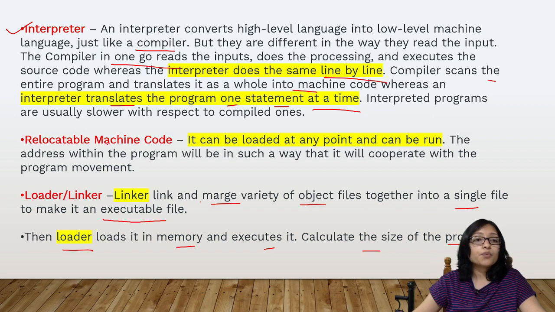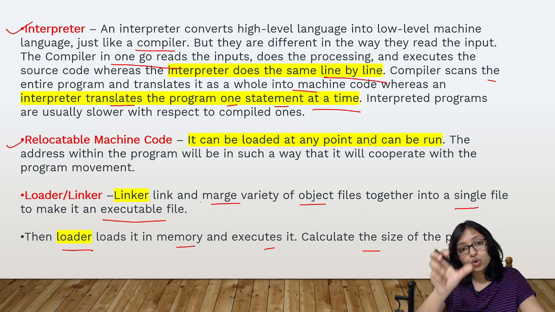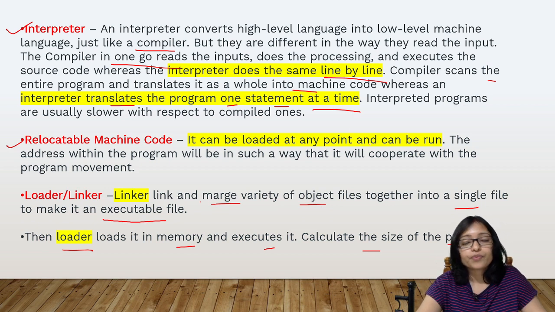Remember that. And what is relocatable machine code? What is relocatable? You can relocate it, so it can be loaded at any point of time. This code is generated so that you can load it and run it at any point of time. That is called relocatable code. So I hope these are all clear to you. Now I am going to the next step.